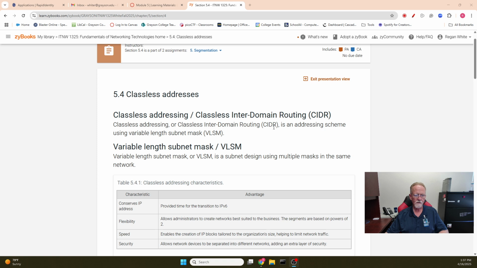Classless addressing, or CIDR, is an addressing scheme using variable length subnet masks, which is basically the slash number that you see after some IP addresses. What it does is replace the subnet mask, and it's not very difficult to figure out. We'll talk about it in more detail, but just know that right now it determines what the subnet mask is and tells you without having to write it down.